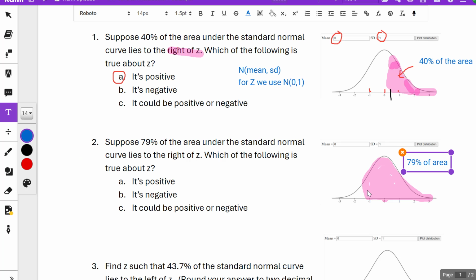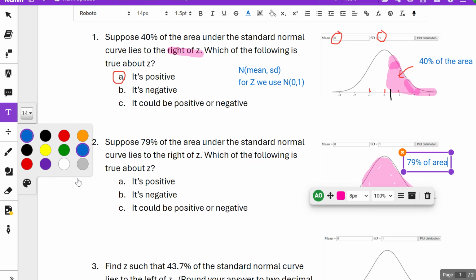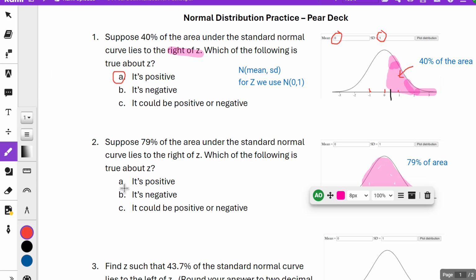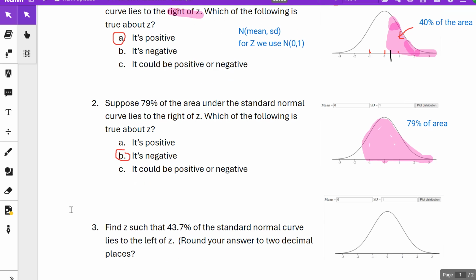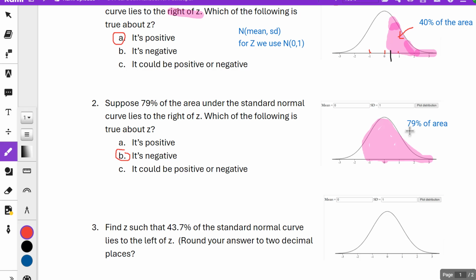So if you look at mine, I actually overshaded just a touch. But it's not a big deal because they were just asking, is the answer positive or negative? And we did answer, it is a negative Z-score. All right. I always hate it when those little tools pop up and they won't go away. All right. So 79% of your area is right there. And your Z is actually about there.